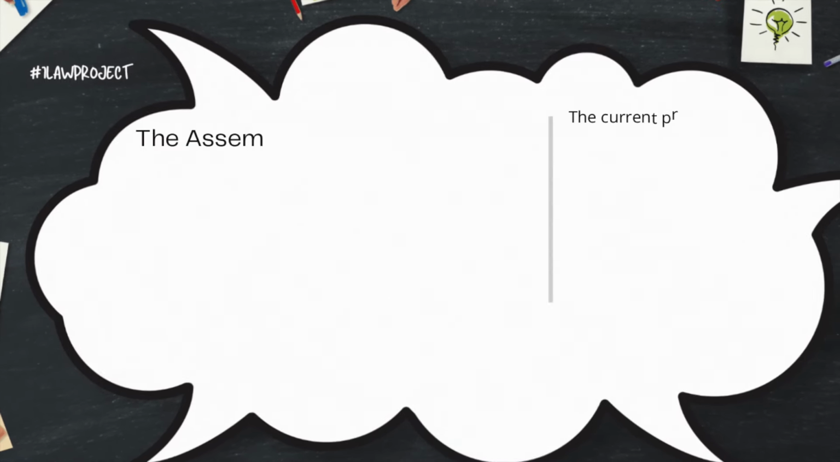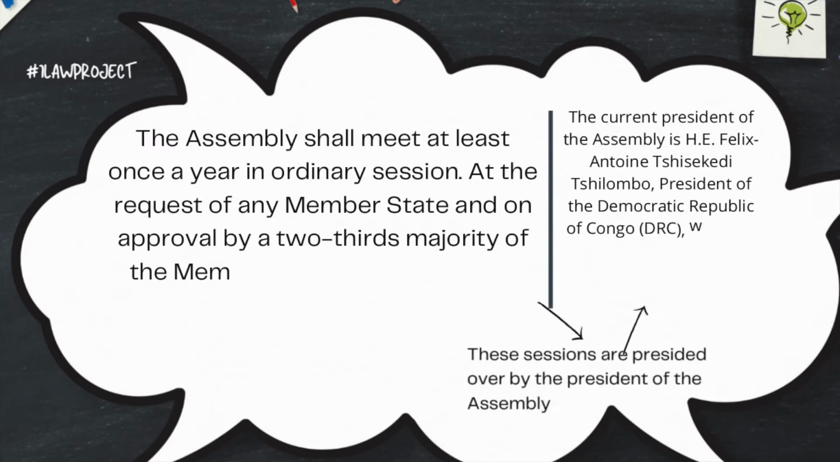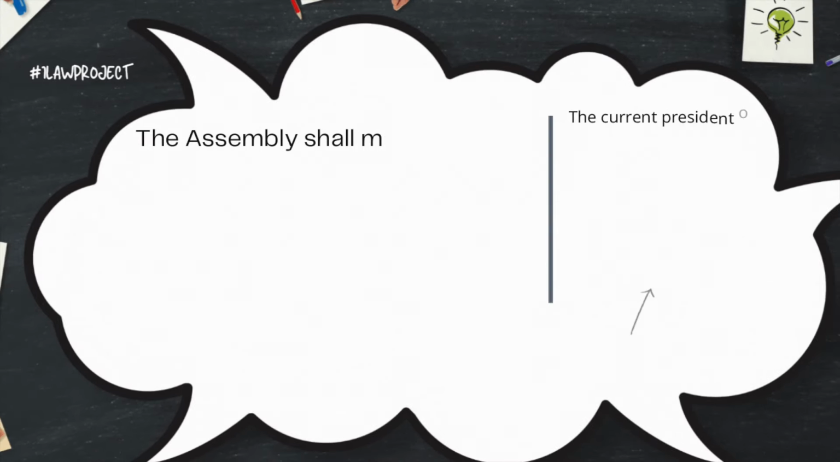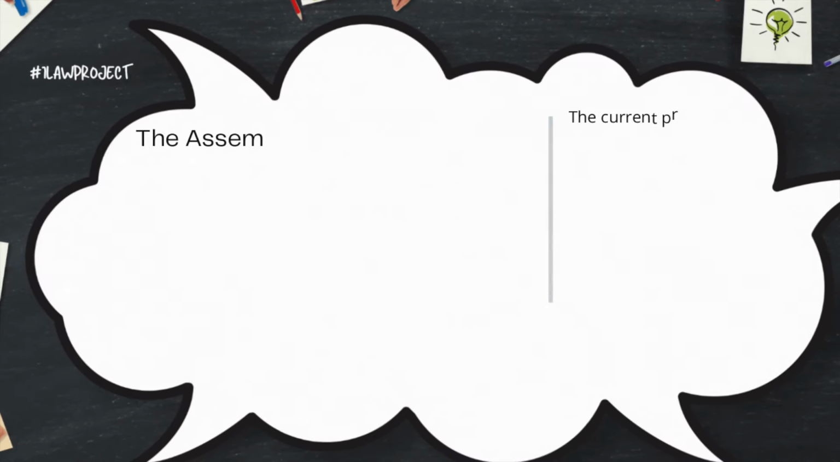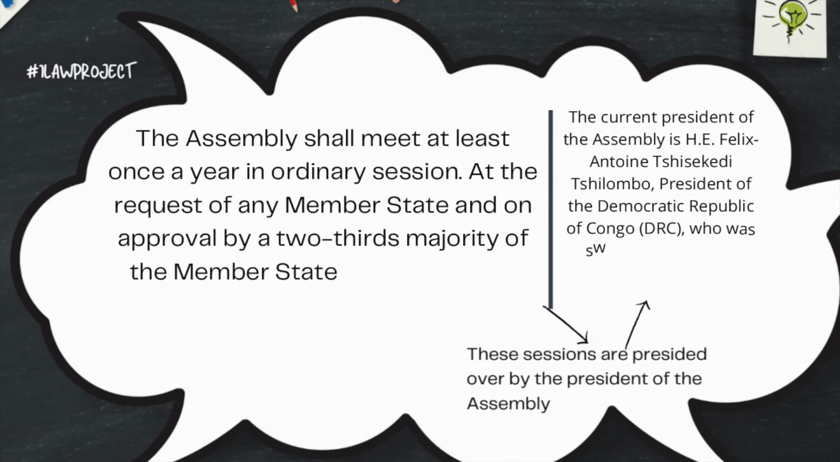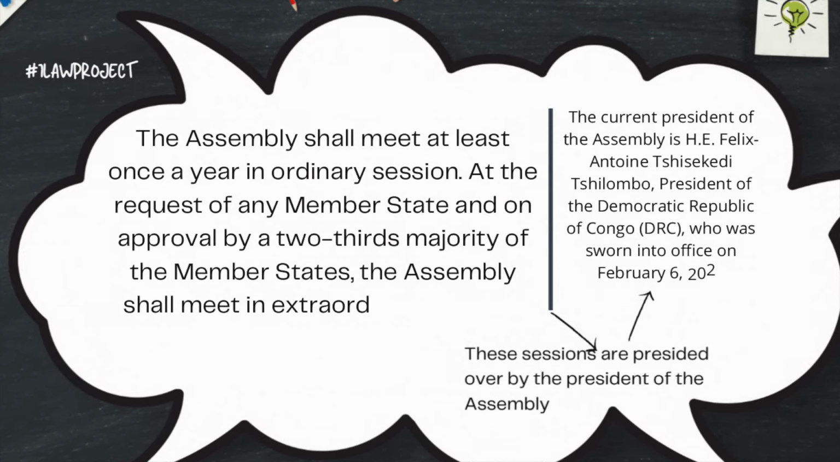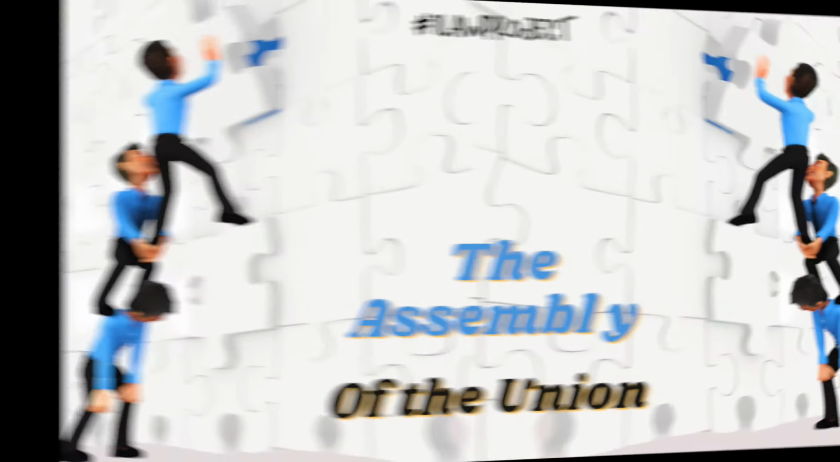Article 6, paragraph 3 of the Constitutive Act of the AU mandates the Assembly to meet every year in ordinary sessions, and for extraordinary sessions, only at the request of a member state and approval of a 2/3 majority of member states. These sessions are presided over by the President of the Assembly. The current President of the Assembly is His Royal Highness Felix Antoine Tshisekedi Tshilombo, President of the Democratic Republic of Congo, DRC, who was sworn into office on February 6, 2021.